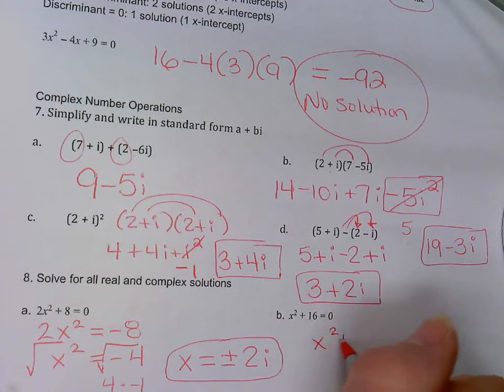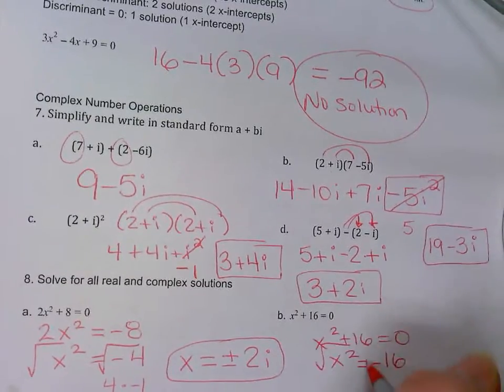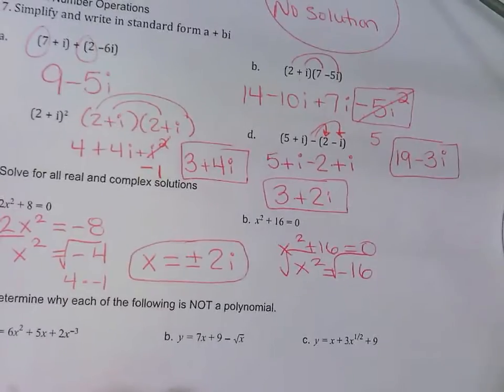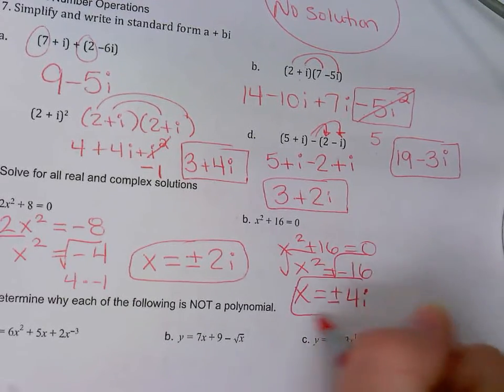x squared plus 16 equals 0. My first step would be to subtract 16 to the other side. So when I take the square root of both sides, I get that x equals plus or minus 4i.